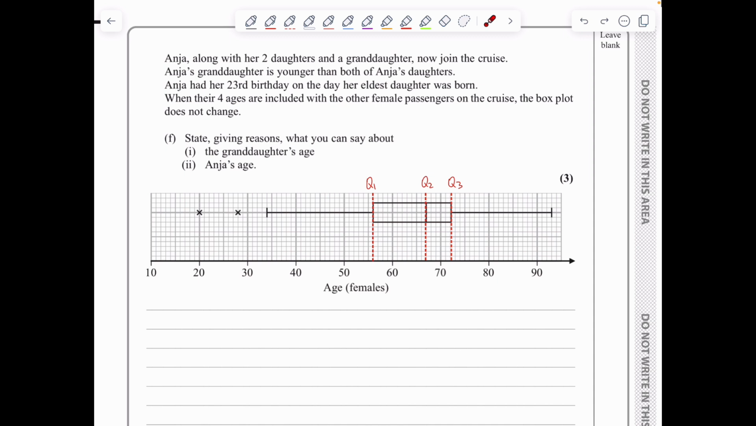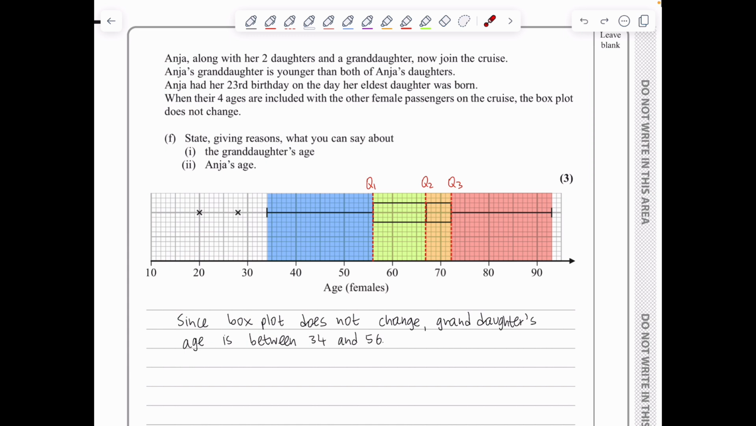And if the box plot remains unchanged, it means that all 4 of these ages, all 4 new observations, were not deemed to be outliers. So it must be the case that we've got 1 in each of the highlighted sections. So based on the fact that the granddaughter is the youngest of the 4, we can conclude that the granddaughter is between 34 and 56 years of age. The 34 is the limit here, and the 56 is the lower quartile.